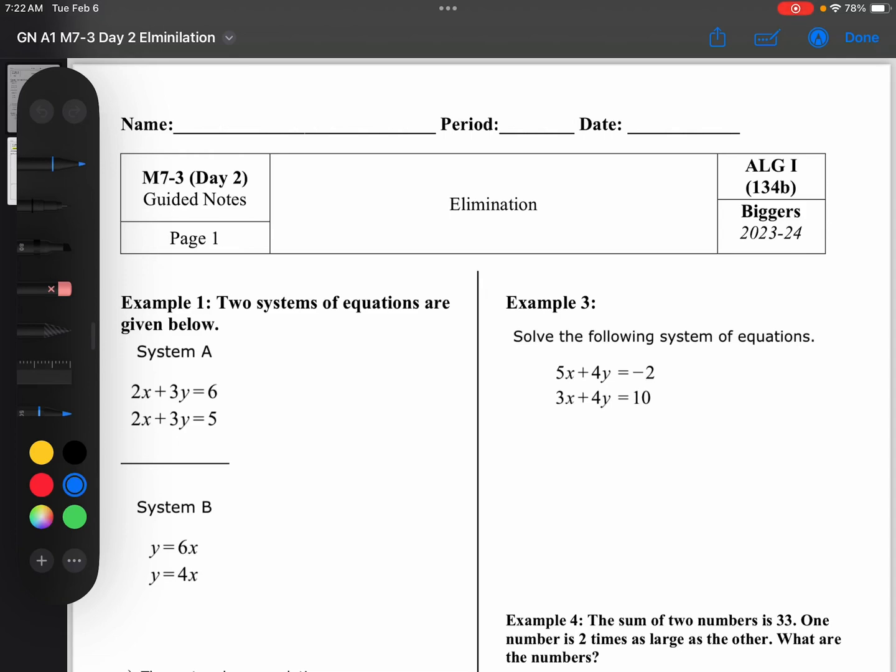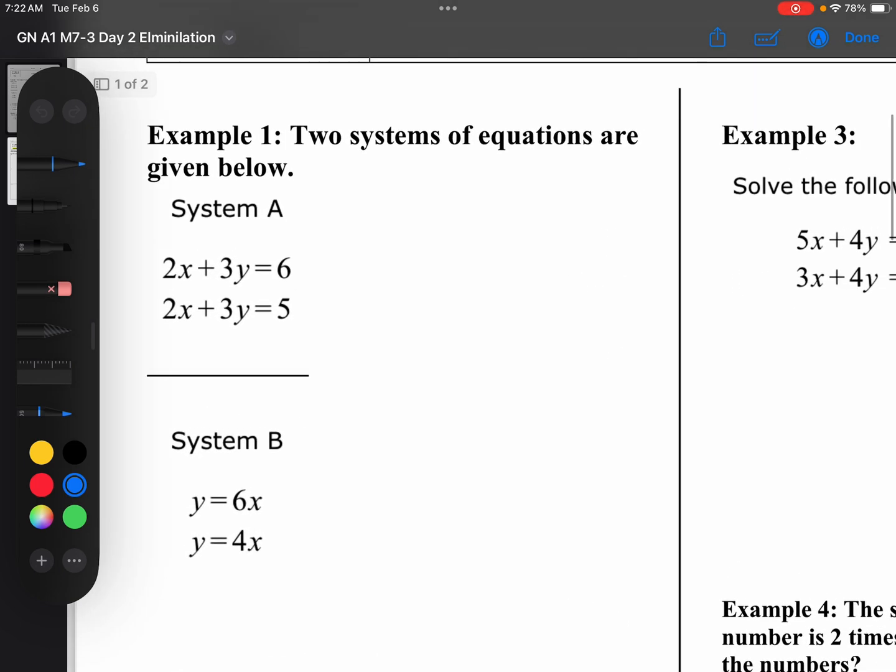Today we're going to be talking about day 2 of elimination. So we have 4 different types of problems that we're going to be talking about today. Please make sure you pause the video at any point if you need to get anything copied down. And just make sure you're following along so that way you can use this to help you on the rest of your assignment today. So for example 1, 2 systems of equations are given below.